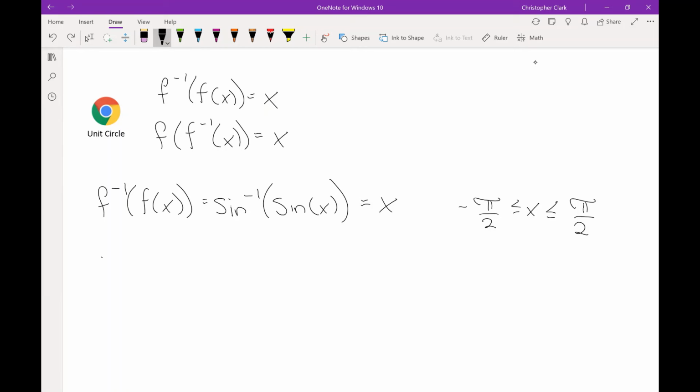Similarly, we could write this as f of f inverse of x, which in this case is sine of sine inverse of x, is equal to x.